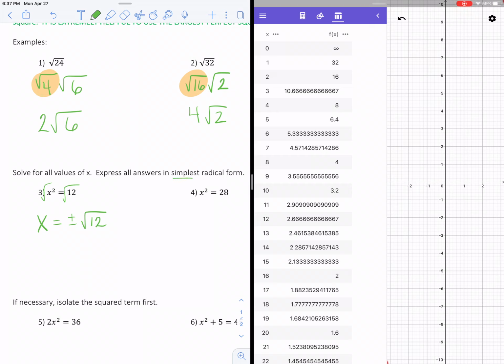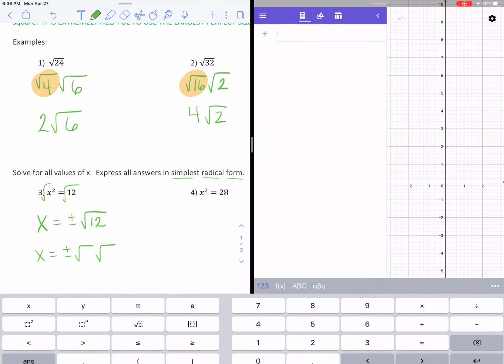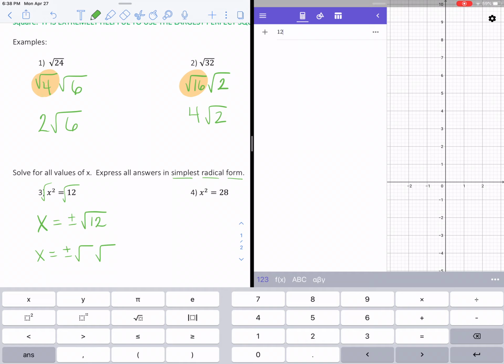But you see how it says simplest radical form? Square root of 12 could be simplified because a perfect square goes into 12. So I'm going to bring down the positive negative. Instead of the square root of 12, I'm going to bring down 2 square roots. Now, 12, many of you could probably just picture what the factors are. Let's say you couldn't. Let's do 12 divided by x.